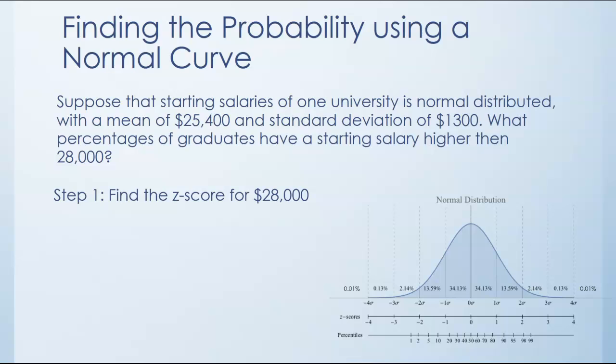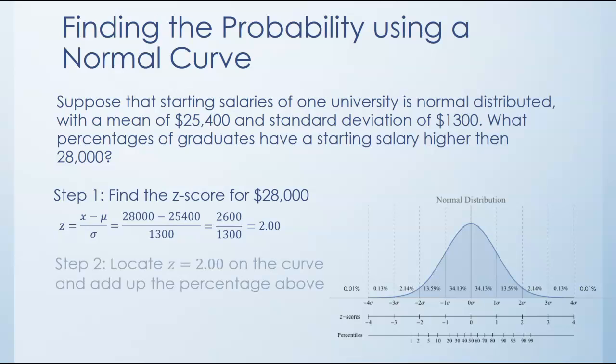Remember, the formula for the z-score is x minus the mean divided by the standard deviation. That's what we were talking about in chapter 5. So in this case, that would be the 28,000 minus the 25,400 divided by the 1,300. And we would get 2,600 divided by 1,300, which would give us a z-score of 2. So now on our normal distribution chart, we're going to find that z-score of 2, and we're going to add up all of the percentages above that z-score of 2. So we're going to add the 2.14, the 0.13, and the 0.01.